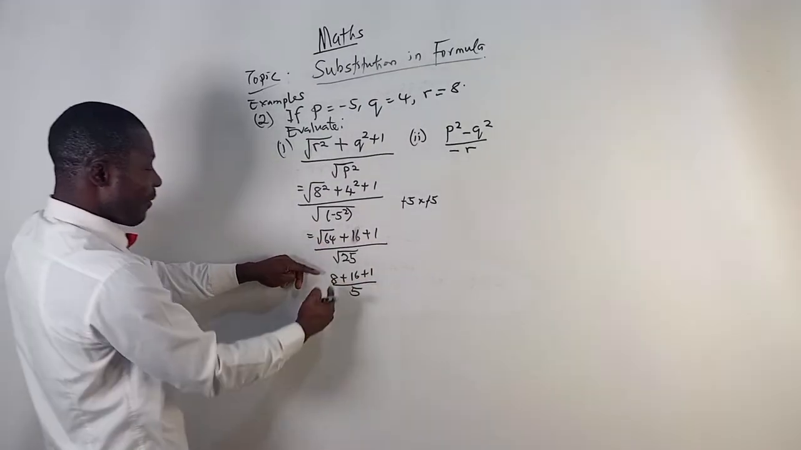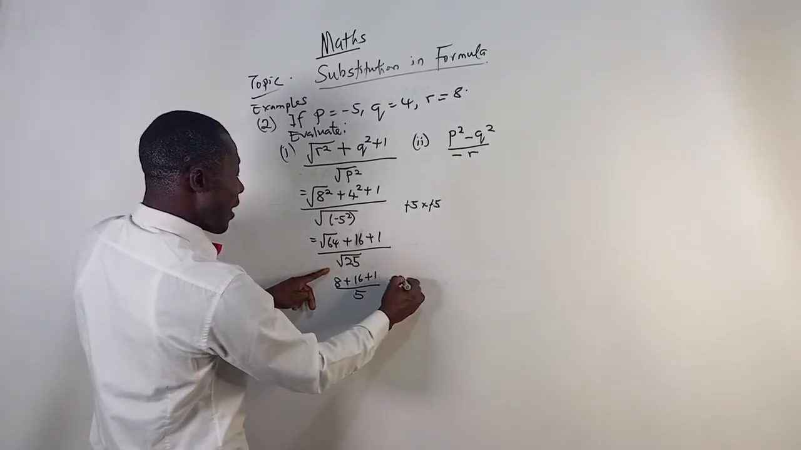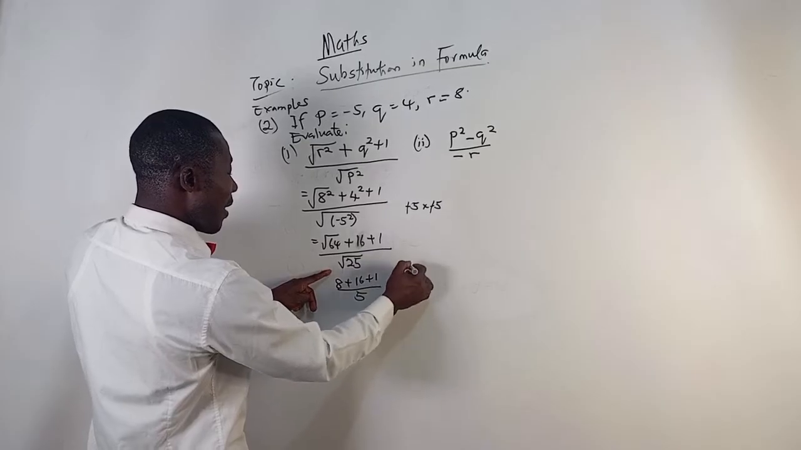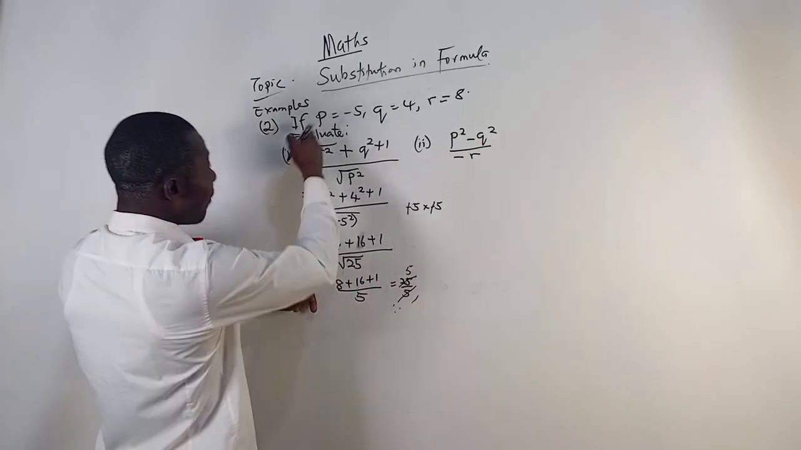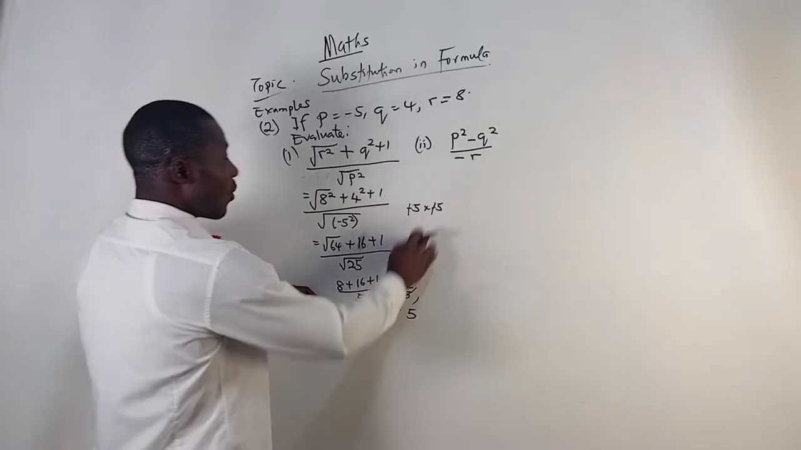5. And we now have 8 plus 16 gives 24, plus 1 gives 25. We now have 25 over 5. 5 goes into 5 once, 5 goes into 25 five times. Therefore, the value of this expression equals 5. That's the first question there.